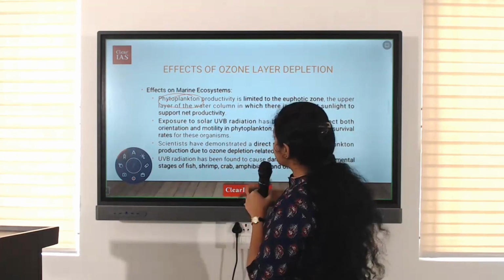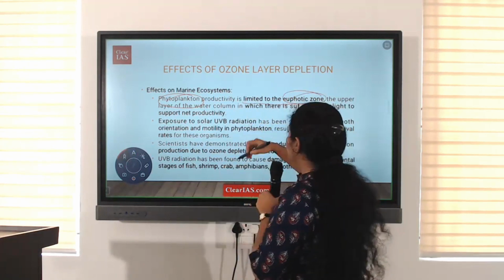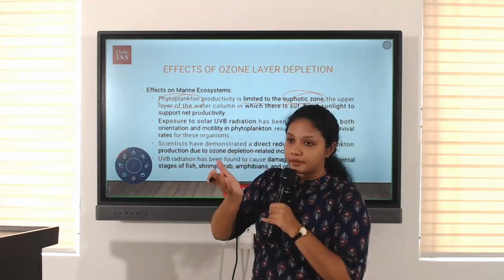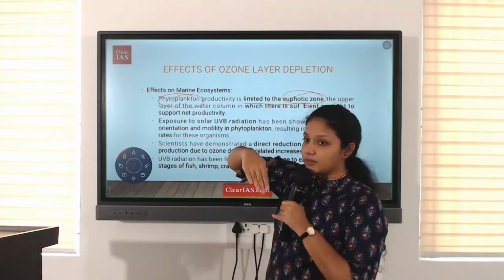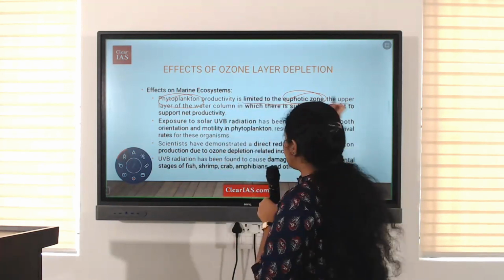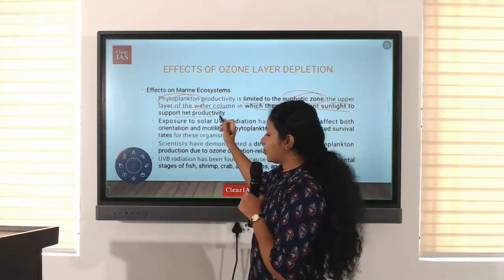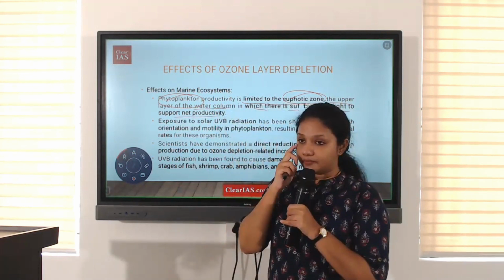Phytoplankton productivity is limited to the euphotic zone. Euphotic zone means the upper layer, where the light is getting. The upper layer of the water column in which there is sufficient sunlight to support net productivity. This is usually what happens.